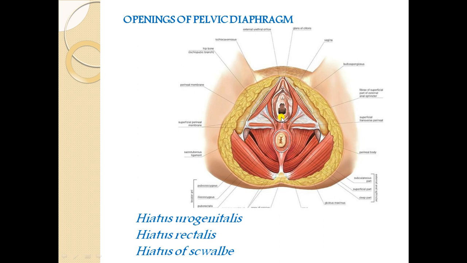It gives the passage for the urethra in males, and in females, the urethra and vagina, with the vaginal opening behind the urethra. This is called the hiatus urogenitalis. Next is the hiatus rectalis. It is a circular aperture in the posterior part of the levator ani group of muscles, and it gives the passage of the anorectal junction.